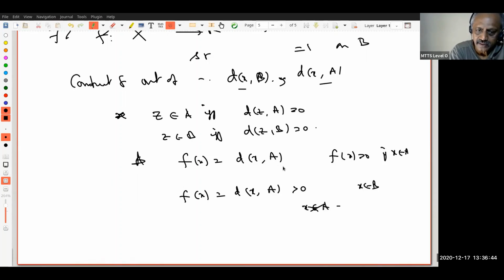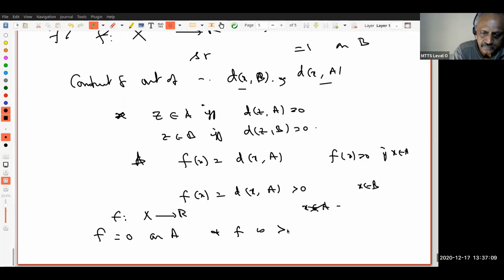You understand? Therefore, I seem to have got at least a function which distinguishes A and B. That is, f is 0 on A and f is positive on B. Isn't it already good enough? You understand that? Therefore, f is 0 on A. f is of course a continuous function, from X to R. And f is positive on B. So at least it seemed to take distinct values. I may be happy with that.